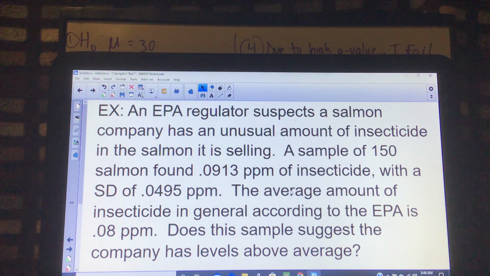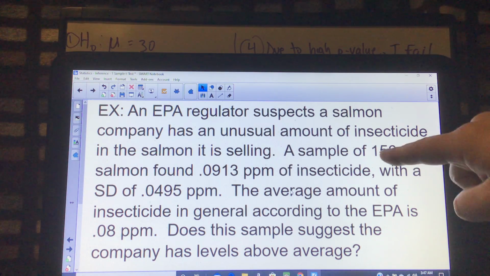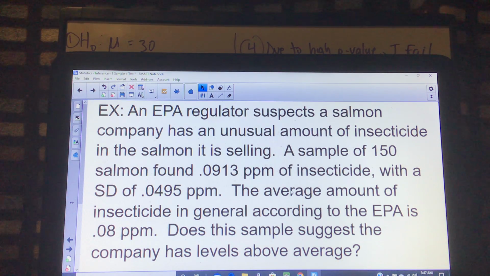We'll assume everything's independent and random. 150 is less than 10%. And the one condition, that nearly normal condition, notice that since the number is 150, it's way greater than 40. So let's just assume all the conditions are met, since I just talked through them.